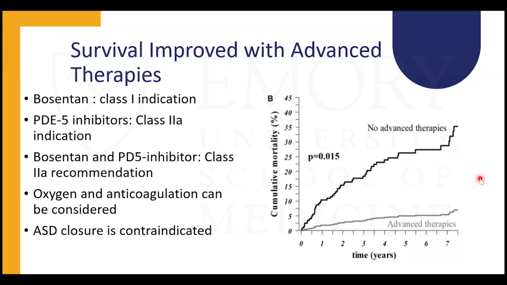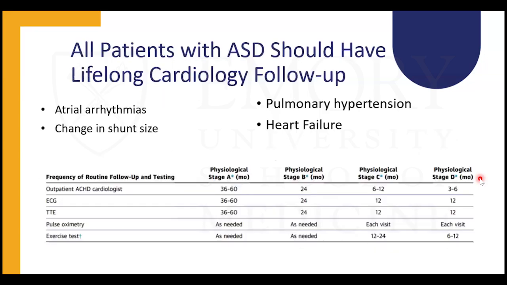Based on the guidelines, bosentan is a class 1 indication with PDE5 inhibitors as a 2A indication, and using both medications can also be considered. In this patient population, ASD closure is contraindicated, and the most notable thing is that with pulmonary hypertension treatment, these patients can live significantly longer than standard patients with pulmonary arterial hypertension. Some of the newer pulmonary hypertension therapies that are coming onto the market now are also starting to be considered for this patient population, although none of those have made it into the guidelines at this point.